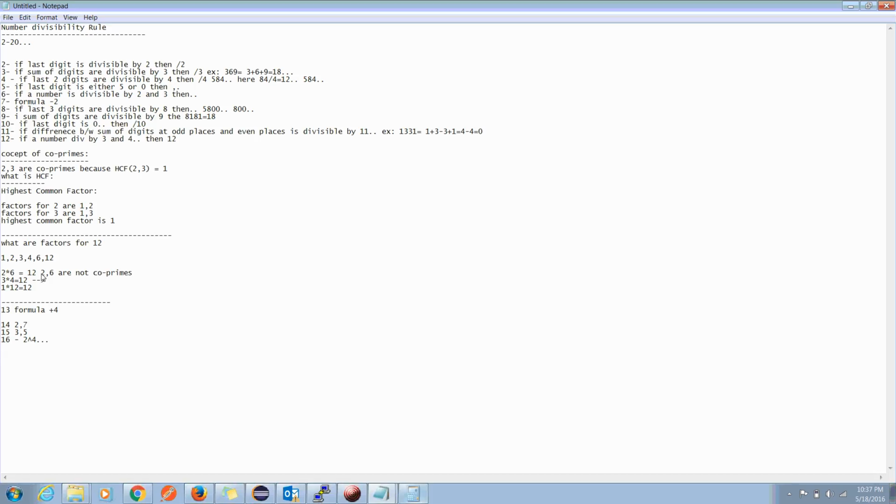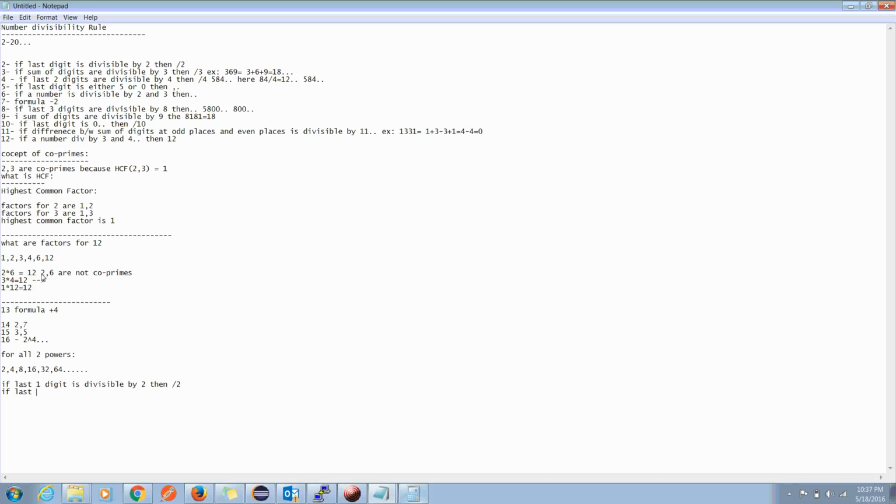This concept applies for all 2 powers. What are 2 powers? 2, 4, 2 cube 8, 2 power 4 16, 2 power 5 32, 2 power 6 64. It applies for everything in this formula. So the divisibility rule for 2 is, if the last one digit is divisible by 2, then that number is divisible by 2.